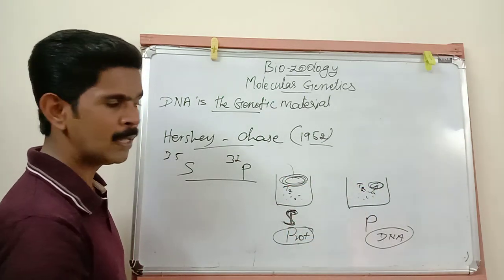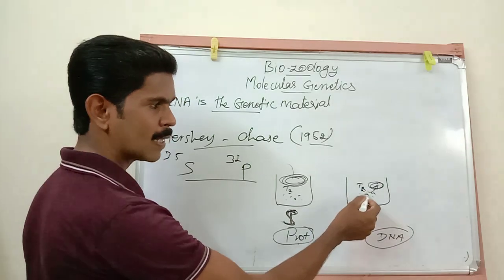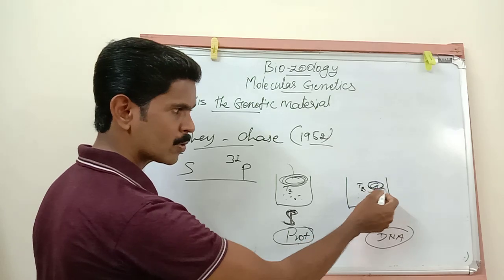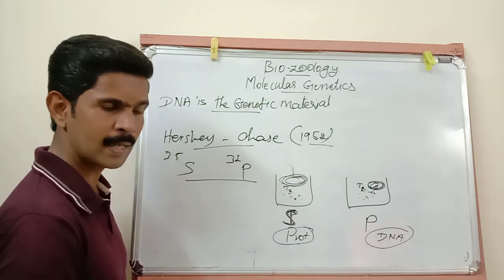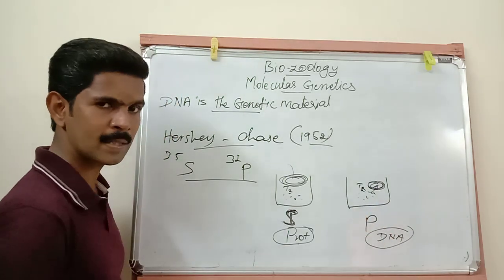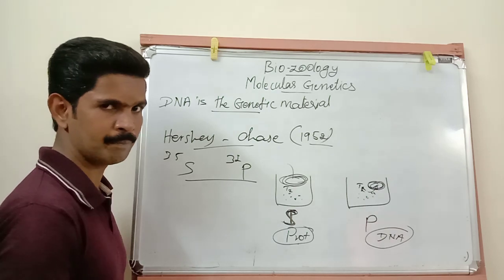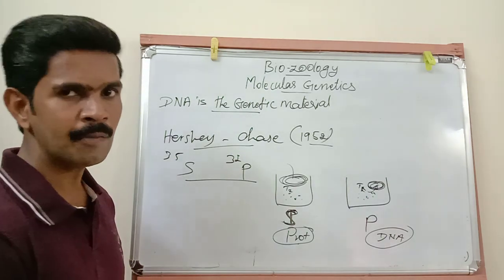After the infection, the maximum of the T2 bacteriophage virus growing in the phosphorus containing culture medium is closely associated with the bacteria, not the other virus. Understand? So finally they came to the conclusion that DNA is the genetic material in living organisms. Understand all of you? So it is one of the very important 5-mark questions.